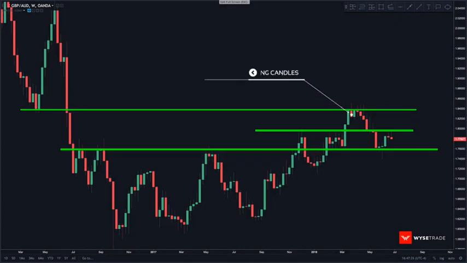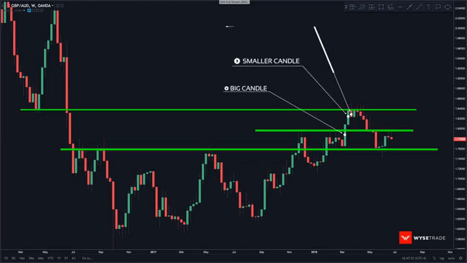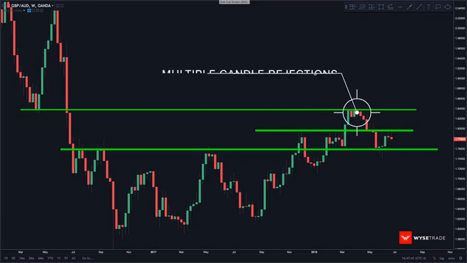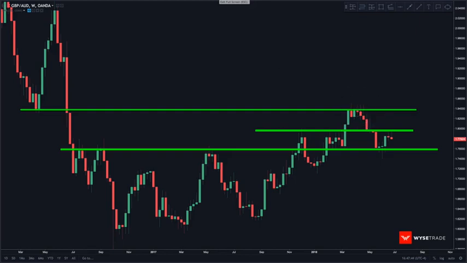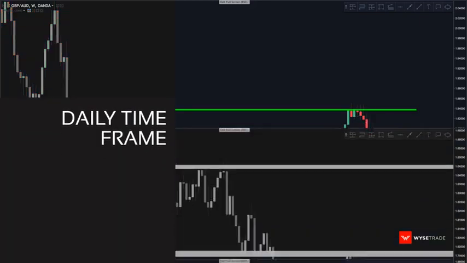What we have as pros is that the candles are shrinking as they approach this level. We have a big candle followed by a smaller candle and then an even smaller red candle where the wick is also rejecting resistance. We then also had multiple candles rejecting this level, and as you can see, look at all the wicks sticking out. Once we saw this, this pair became of interest to us. So let's jump to the daily time frame to show you what we saw.